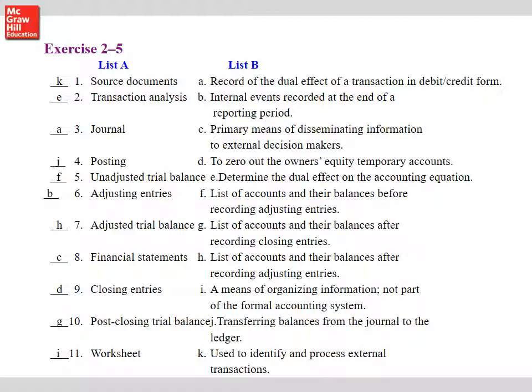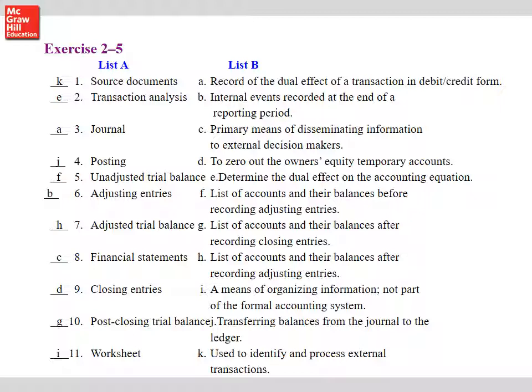Unadjusted trial balance is the list of accounts and their balances before adjusting entries. What is an adjusting entry? It's an event, so it's something we do in accounting at the end of a reporting period, and it's really done to make sure all the revenues and expenses are recorded. What is an adjusted trial balance? H, a list of the accounts and balances after adjusting entries.